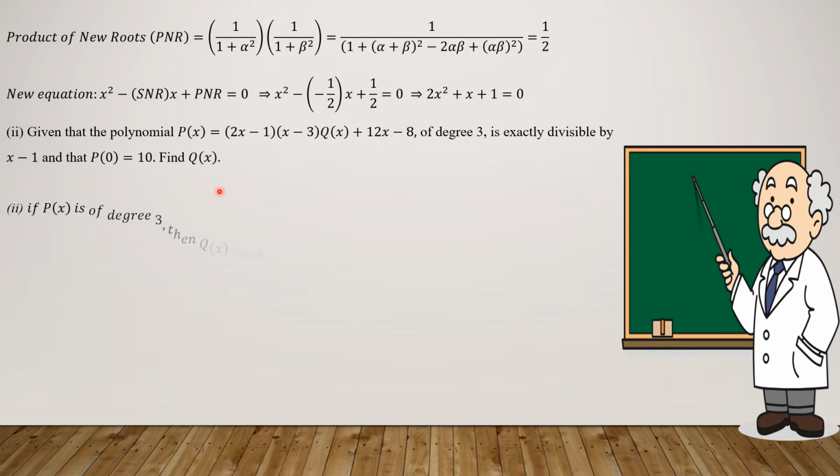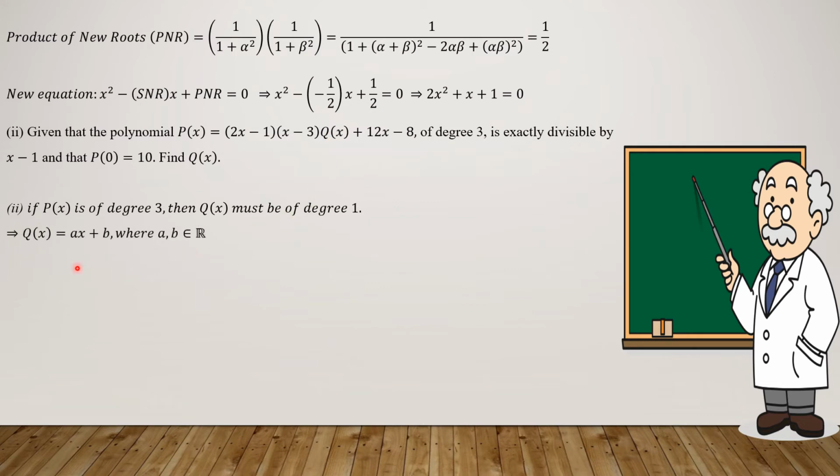Okay, the first thing we want to understand is that p of x is of degree 3. Now, we know that this is of degree 1, this is of degree 1, and so multiplying these two, we get a polynomial of degree 2. Now, q of x is multiplying this polynomial of degree 2. So, for the result to be of degree 3, then q of x has to be of degree 1.